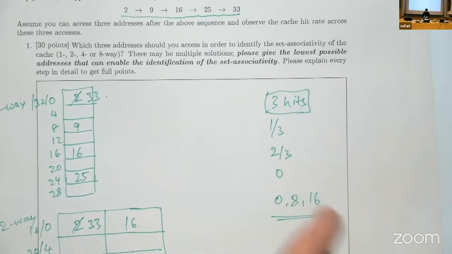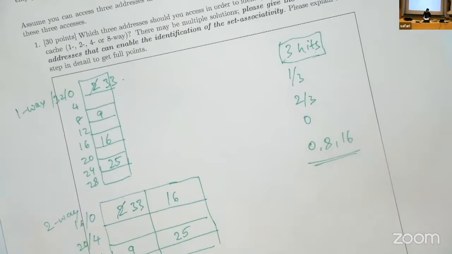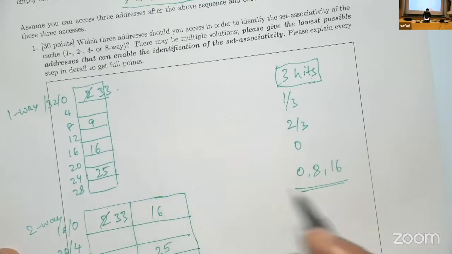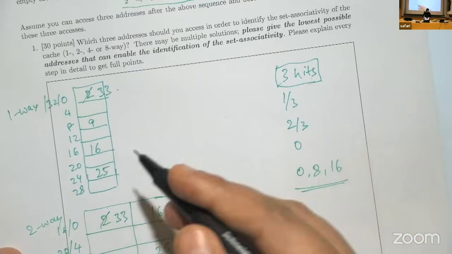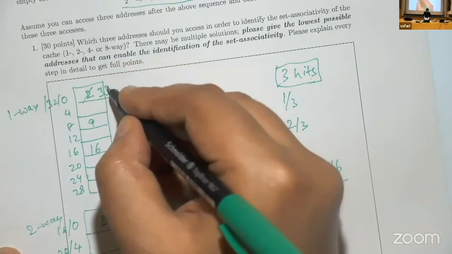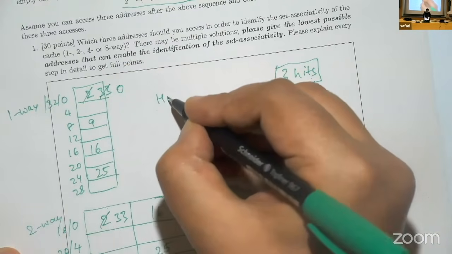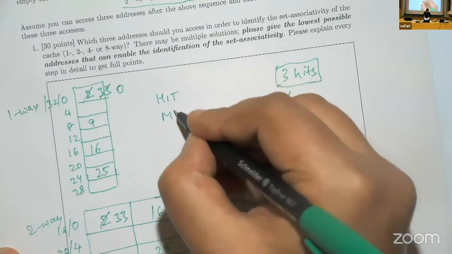If you choose anything in the middle, let's say 4 or 12, you will still have a miss in all these associativities. So with 0, 8, and 16, let's see what the hit rate will be in 1-way. We'll access 0 again, which means that 33 has to be replaced. We'll have 0, and here I'll just mention the hits and misses.